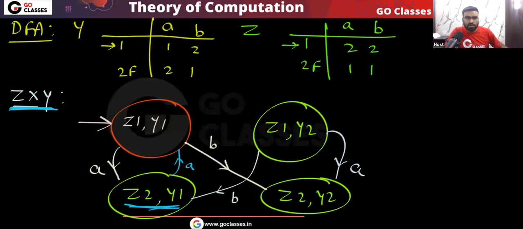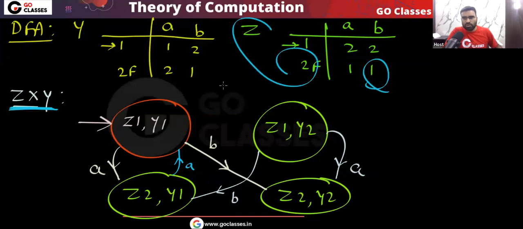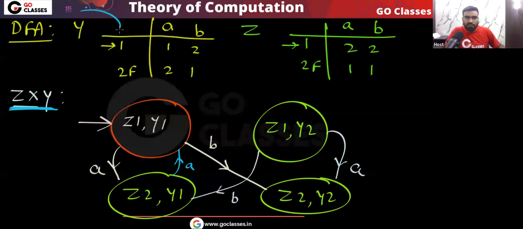On symbol B, where will we go? This Z2 on symbol B will go to Z1. So in Z1 we will go, and Y1 on symbol B will go to Y2. So Z1 Y2. Okay, so remember, on symbol B, we will go here.